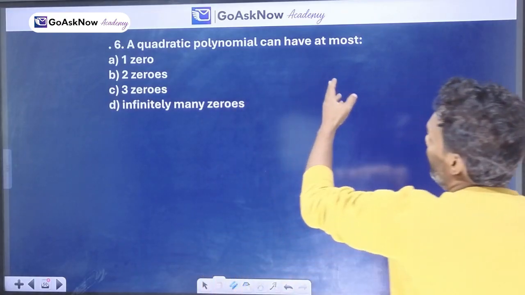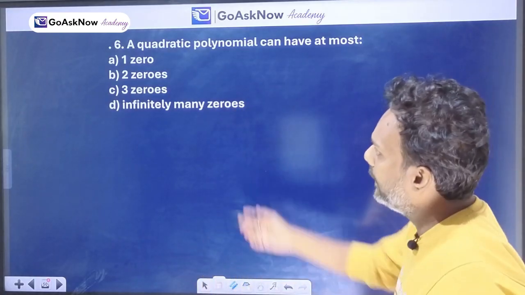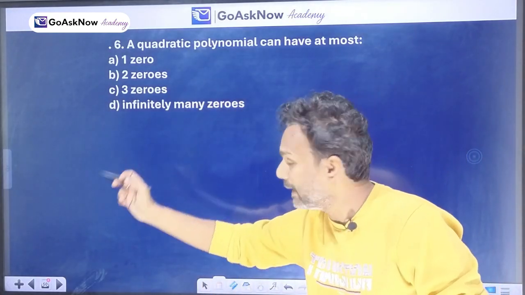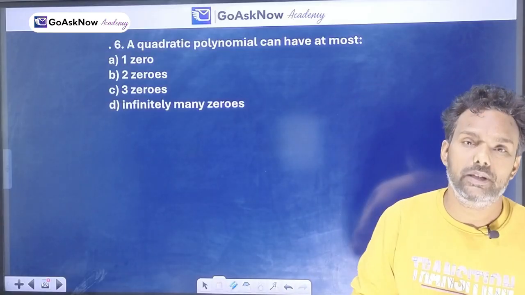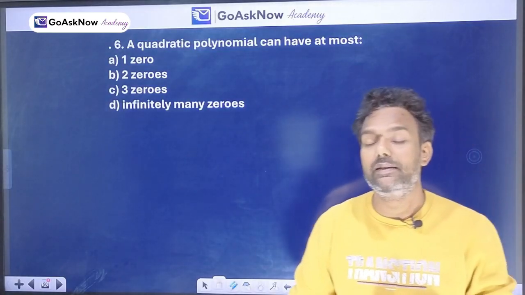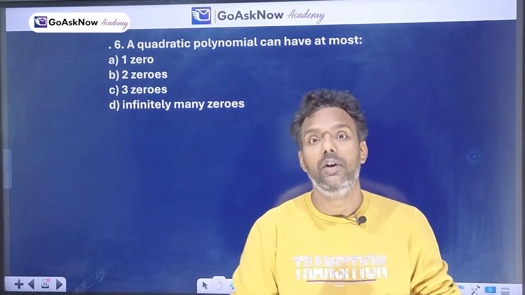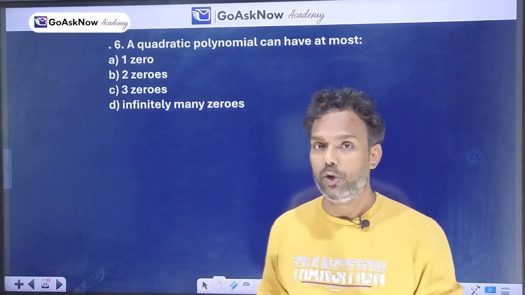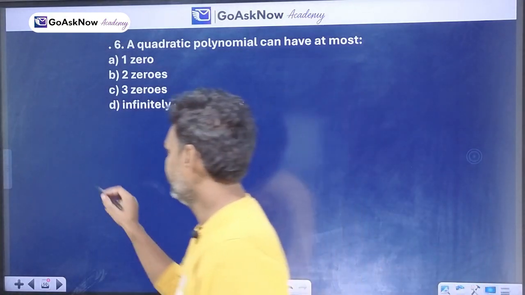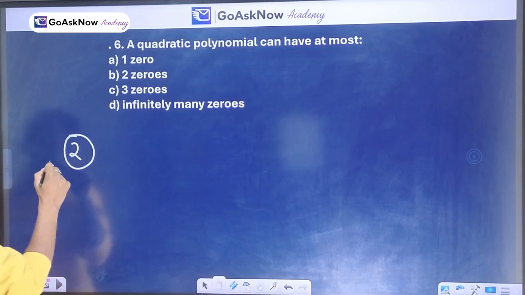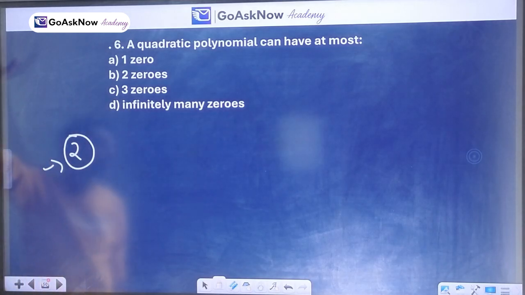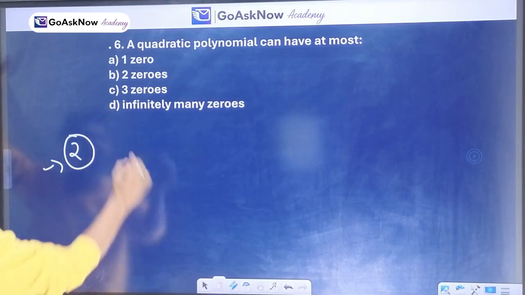A quadratic polynomial can have at most 1 zero, 2 zeros, 3 zeros, infinitely many zeros. So what is a quadratic equation? A quadratic equation is a polynomial where the degree of polynomial is always 2. Where degree is 2. Therefore, it can have at most how many zeros? 2.